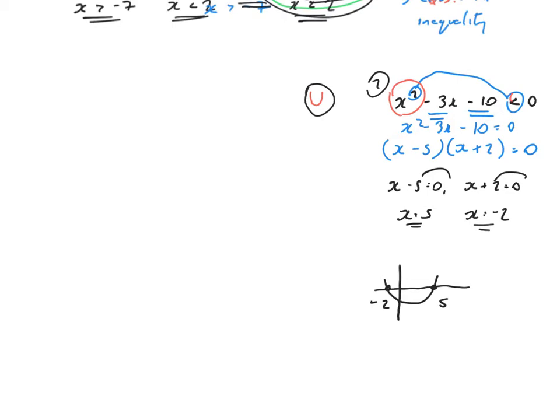Okay, I'm interested in when the thing's less than 0. The thing is less than 0 when it's below the x-axis, that's when it holds a negative value. So what that is, that's between minus 2 and 5. Final answer. Let's try an example 3.